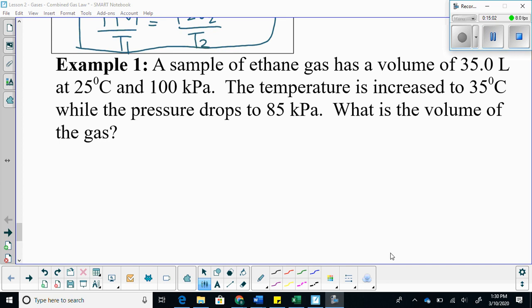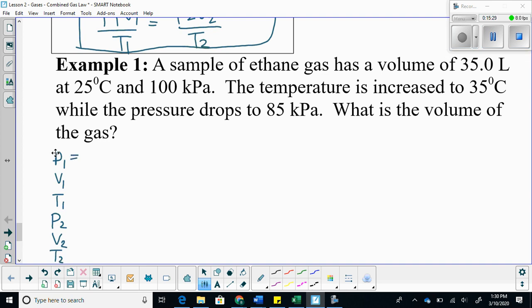Okay, when you are doing this, I want you to list out your variables. I know that you guys think you can do this, but we're not ready for that step. Even me, I need to list them out. So here's how you're going to do it: P1, V1, T1, P2, V2, T2.